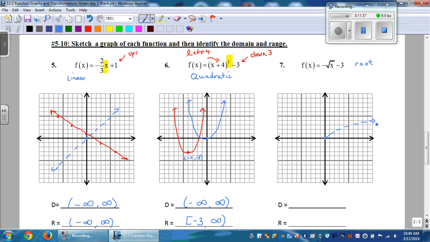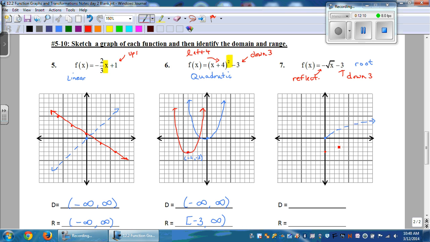So we need to figure out where our shifts are now. We have this -3 at the end, so that's the shift that's up or down. So we're going to go down 3 with that. And we have this minus sign in front. And what does the minus sign do in front of the x value? That's going to be the reflection. Okay. So I'm going to draw this function as going down 3. So if we went down 3, we'd be here.